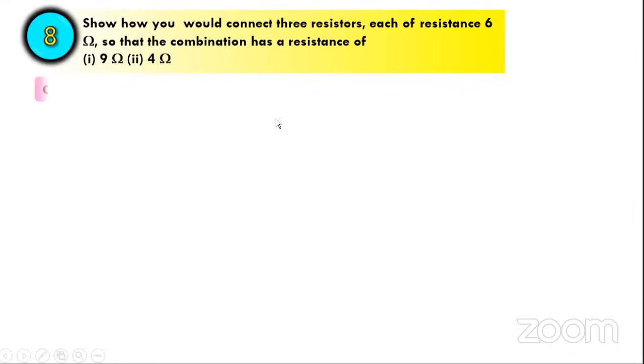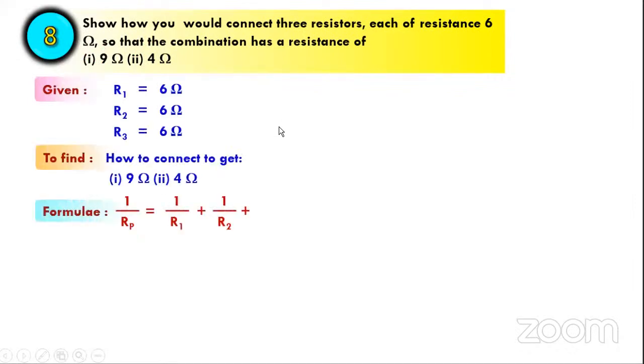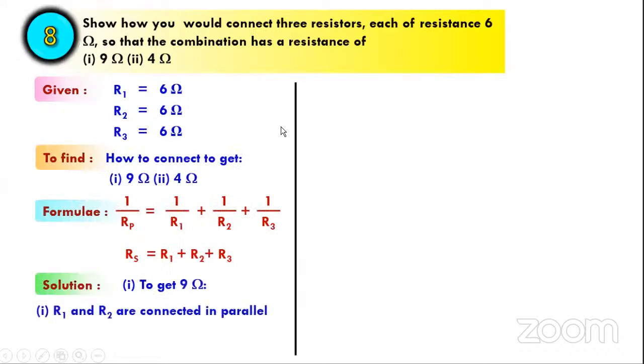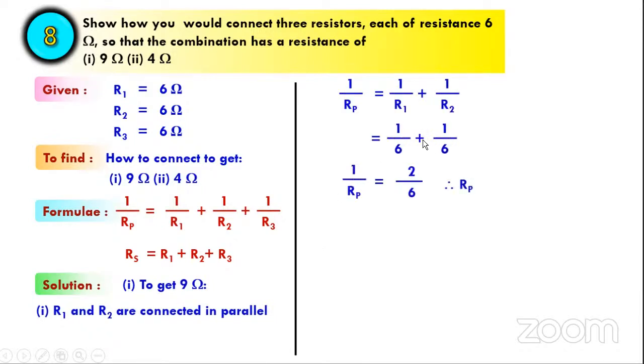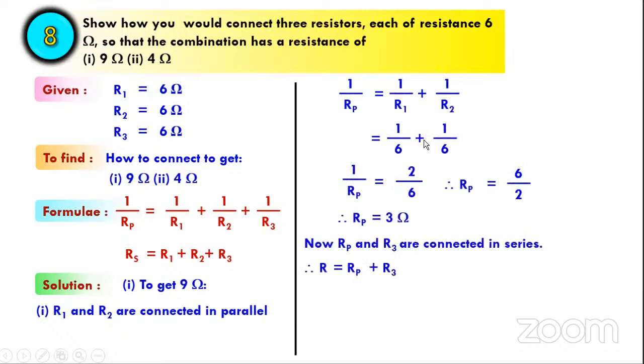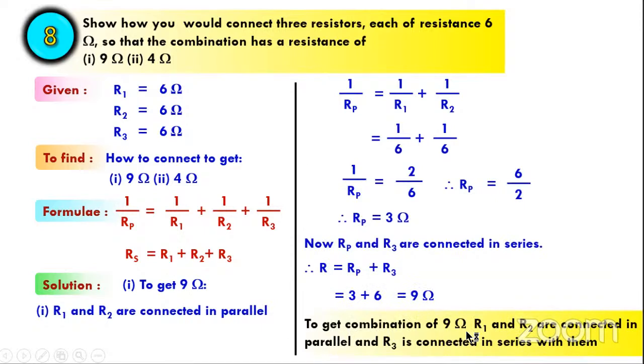Any other ways? First one, let me display here. To get 9 ohms, we have to connect 2 in parallel and 1 in series. Is it right? Yes, sir. This is the 9 ohms we got. To get 9 ohms, R1 and R2 are connected in parallel, and R3 is connected in series with them.